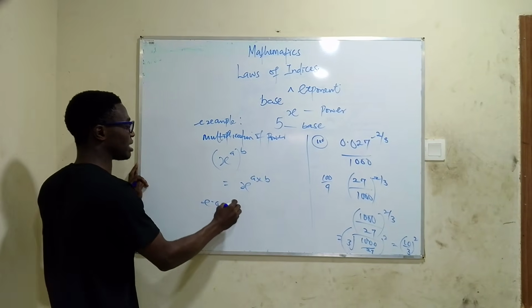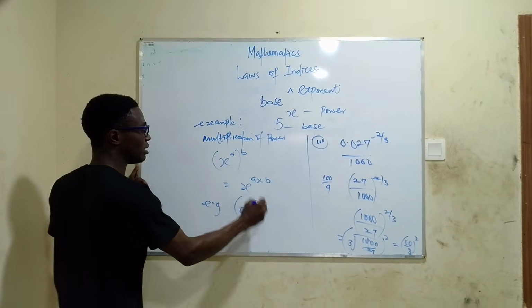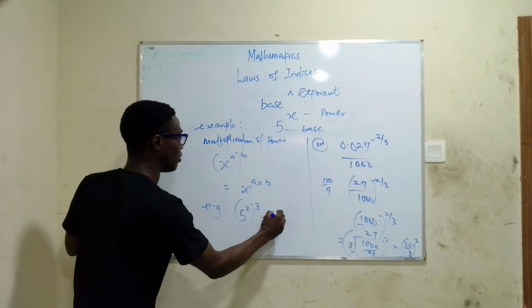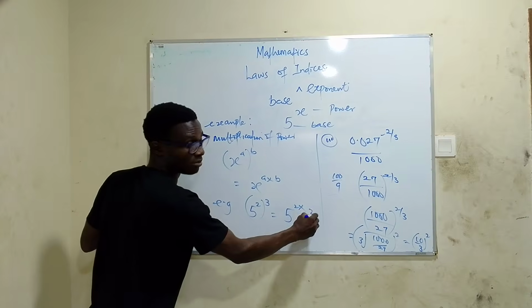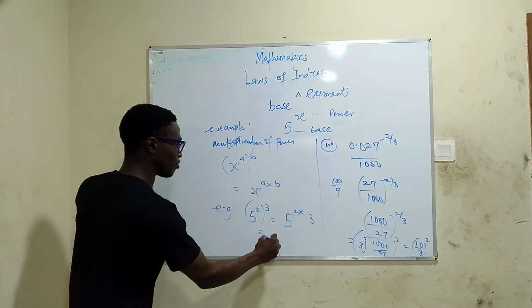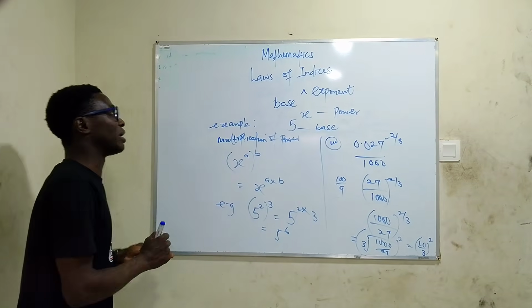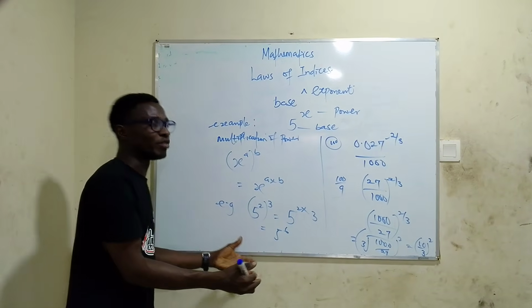A typical example: let's say we have 5 raised to the power 2, all raised to the power 3. So that's 5 raised to the power 2 times 3, and that's 5 raised to the power 6. So that's exactly about the laws of indices.